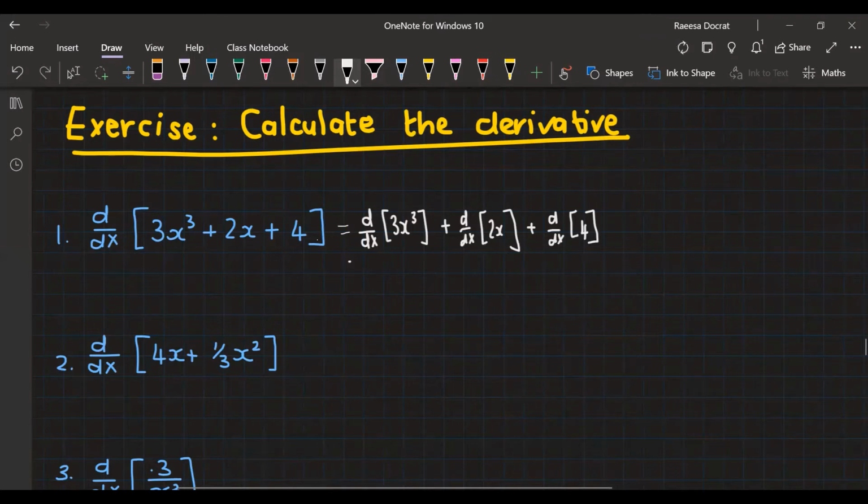Okay, so then the derivative of 3x cubed: we multiply the exponent with the coefficient. If you are unsure about this, please watch our previous video. And then we minus 1 from the exponent, so 3 minus 1. Again, we multiply the exponent with the coefficient, so 2 times 1, and then we minus 1 from the exponent. And then this here is a constant, there's no x in it, so we know the derivative is 0. So then writing this out, it's 9x squared plus 2.